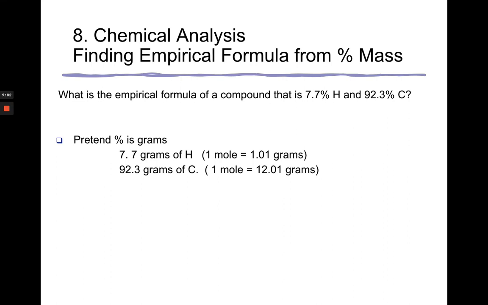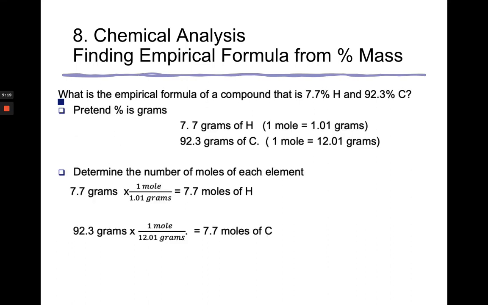Now, the ratios in the formula have to do with number of particles. So our good old friend, the mole, is going to show itself again, and we're going to figure out how many moles of hydrogen that is and how many moles of carbon that is. So we're going to determine the moles of each element. If you recall from the mole road, you look on the periodic table and you find a dimensional analysis conversion factor. We know that 1 mole of hydrogen has an atomic mass of 1.01 grams, and 1 mole of carbon has an atomic mass of 12.01 grams.